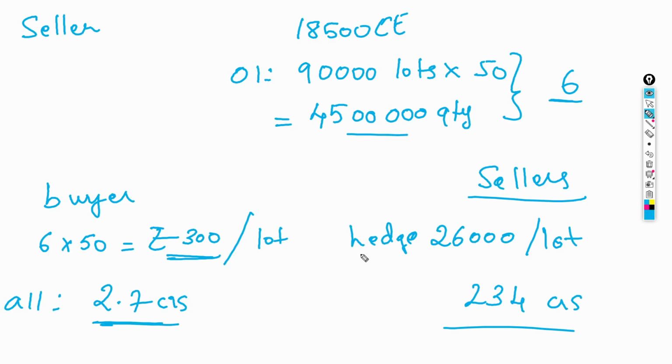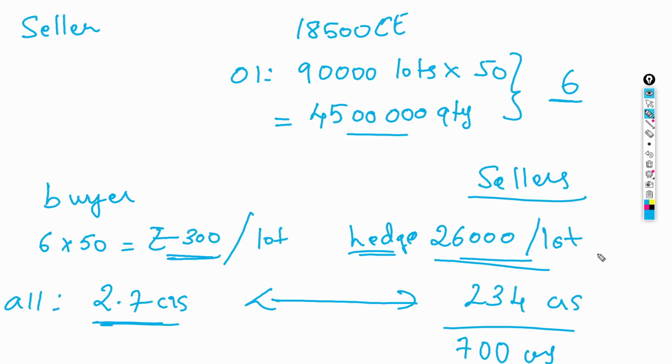I am always including a hedge. If we remove the hedge, they have paid somewhere close to 700 crores. So now there is a huge difference between a buyer and a seller. All buyers put together only pay 2.7 crores, whereas all sellers put together pay 100 times more. Or if you see per lot, a buyer only requires 300 rupees to enter, whereas the seller requires 26,000 rupees to enter after hedging the position.